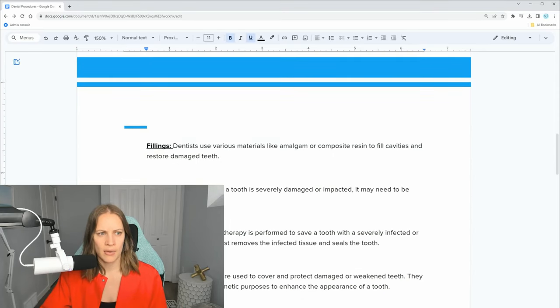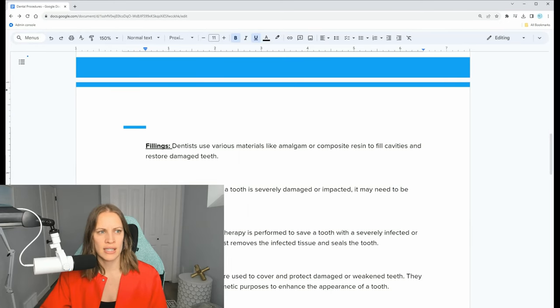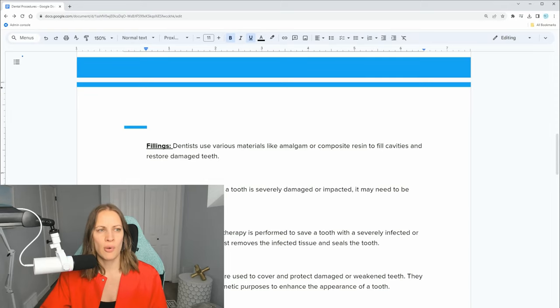So, for filling appointments, sorry, I'm just adjusting my screen slightly here. Depending on your office, you might have composite fillings, you might have amalgam fillings, there are onlays, inlays, but the more common ones are going to be composite and amalgam fillings. In some dental offices where I have worked, they didn't even do amalgam fillings because they just weren't popular, so they didn't even offer them. It was composite fillings only.